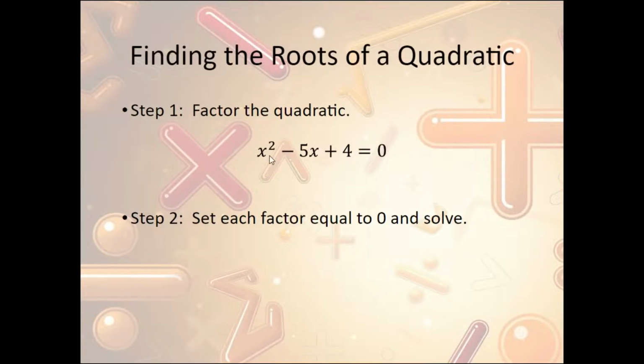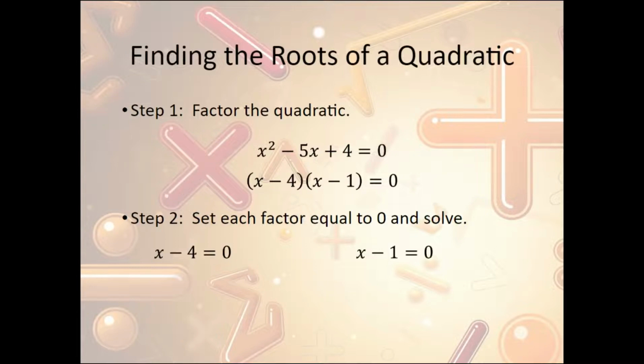So when we get here, we have x squared minus 5x plus 4. We would use our magic x, and once we do that, we should see that x minus 4 times x minus 1 is equal to 0. So we factor this out. Now we take each of those parts and set them equal to 0. So x minus 4 is equal to 0, and x minus 1 is equal to 0.